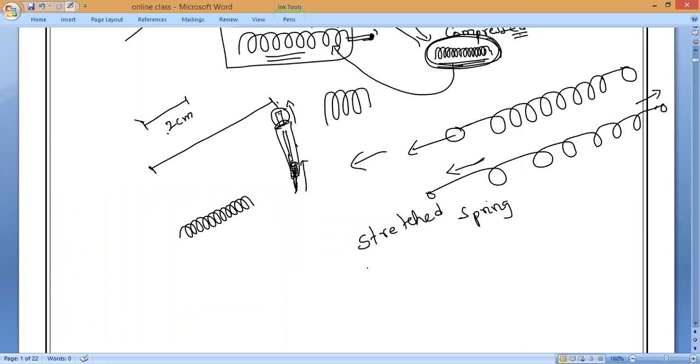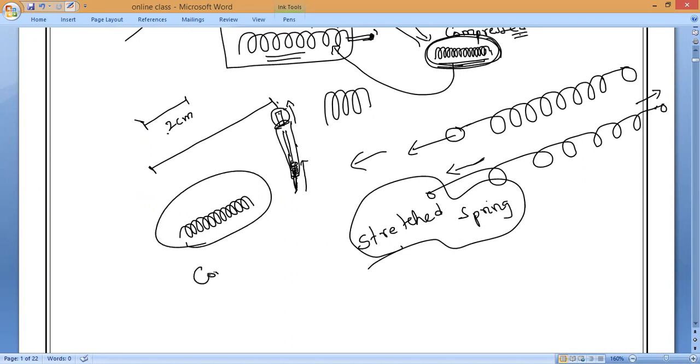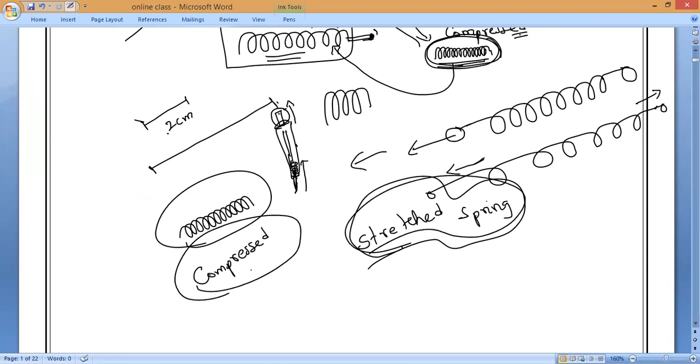So when I stretch the spring, all of you observe, when I compress the spring, you notice that something is changing. The spring's shape is changing. Do you understand that, everybody? Now, if you observe very carefully, the stretched spring or the compressed spring is possessing energy due to the change in its shape.